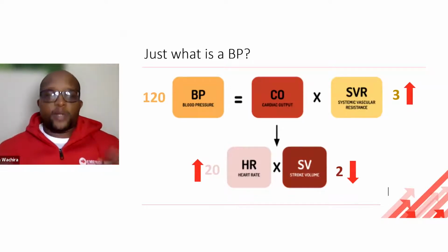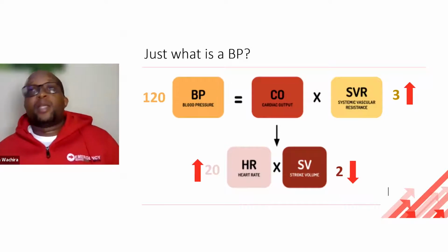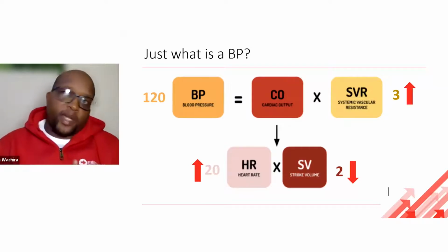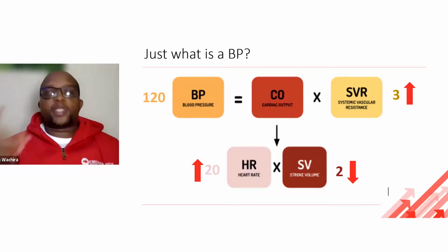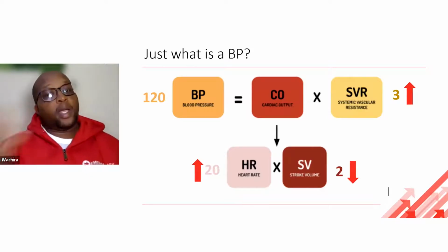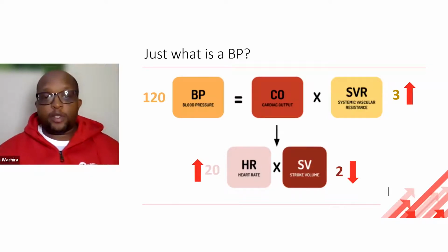There's less volume for the blood to exist within the body. There's less volume of blood. So we need to reduce the size of the pipes so that the same volume is circulated within the body as fast as possible. And again, your blood pressure still remains normal. So 20 times 2 is 40, 40 times 3 is 120.